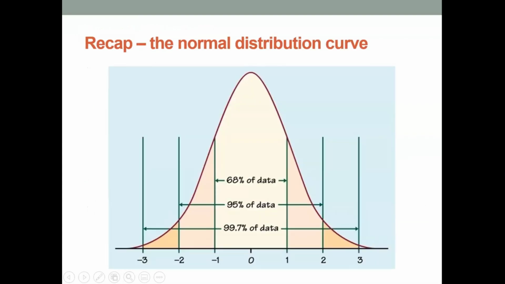To recap, the normal distribution curve, the Gaussian curve, which you would typically be used to seeing: in this center space, you would expect to see 68% of your data falling. In between the second two sets of lines, you've got 95% of your data, and out to the edge of failure you've got 99.7% of your data occurring.